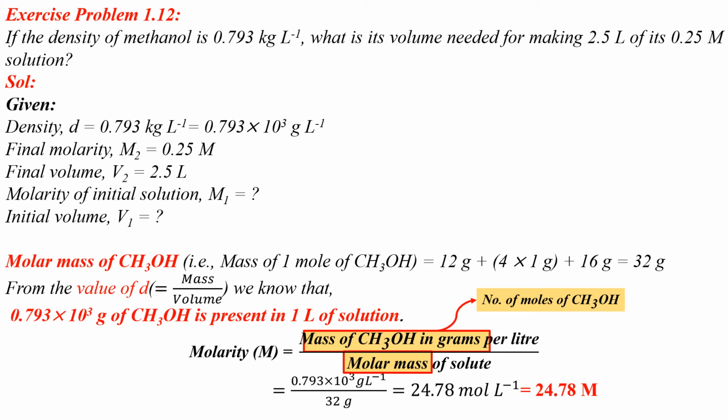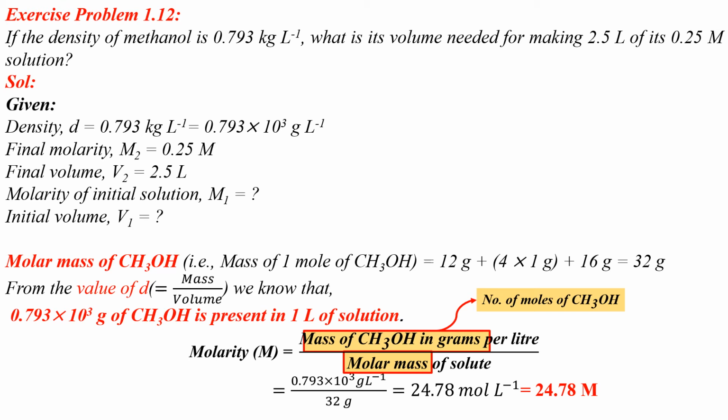In methanol, there is one carbon atom. So the mass of that carbon atom is 12 grams. There are 4 hydrogen atoms. So 4 into mass of each hydrogen atom, that is 1 gram. And the mass of oxygen atom is 16 grams. So if you take the sum of these, that adds up to 32 grams. So this is the molar mass of methanol.